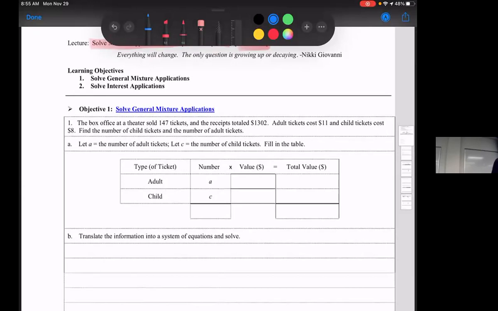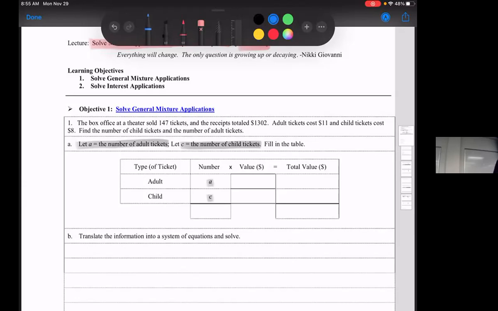The box office at a theater sold 147 tickets and the receipt total of $1,302. Adult tickets cost $11 and child ticket cost $8. Find the number of child tickets and the number of adult tickets. So here they define the variable for us. Let A be the number of adult tickets and C be the number of children tickets. Right here, A and C.